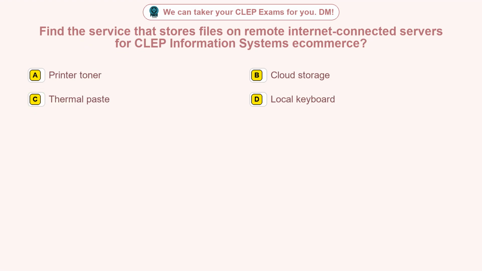Question 27. Find the service that stores files on remote internet-connected servers for CLEP Information Systems Ecommerce. Option A, printer toner. Option B, cloud storage. Option C, thermal paste.